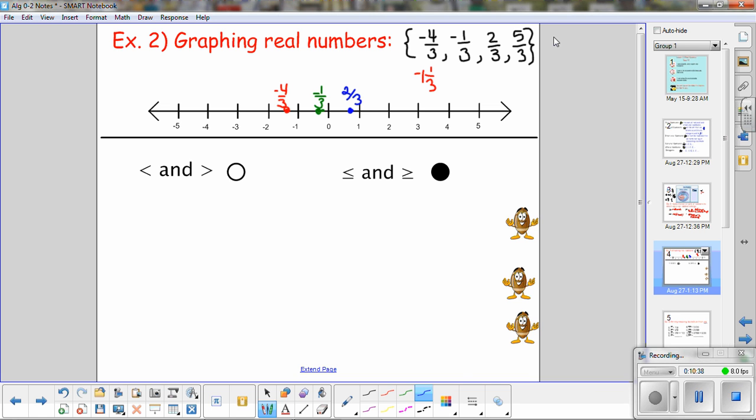And the last one, 5/3. Again, since that's an improper fraction, I'm going to think of that as 1 and 2/3 to help me place it on the number line. So we're going to go to 1 and 2/3, 2/3 of the way between 1 and 2.